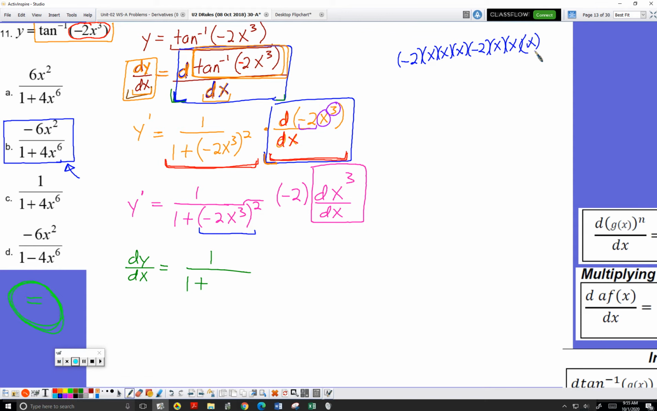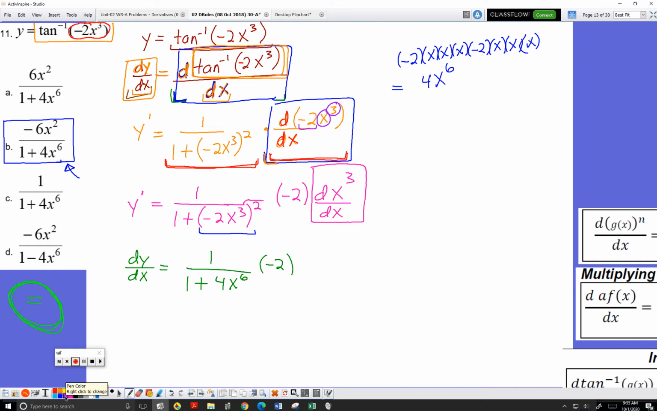You multiply them in any order you want, so I put the 2's together, that gives me 4, and then I get x to the 6th, like that. Question? So I'm going to write 1 plus 4x to the 6th. I've still got -2. Now I have to use the power rule.